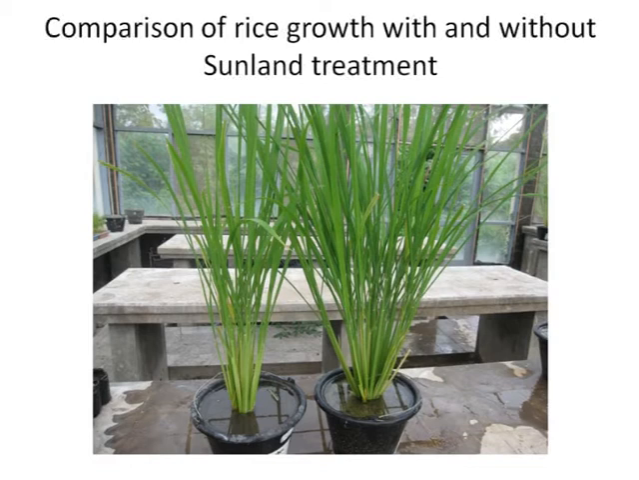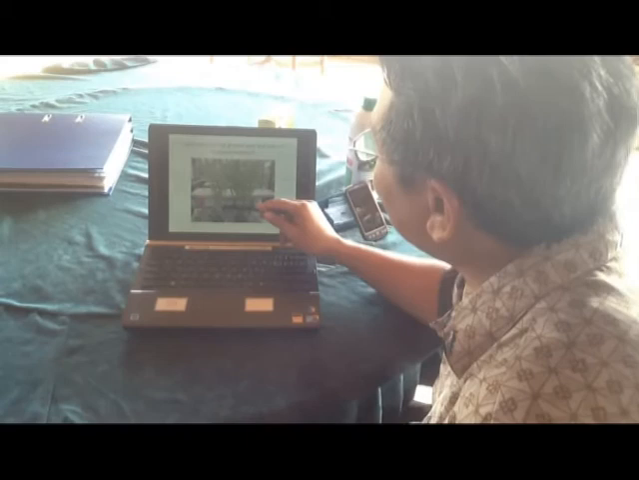This is a greenhouse experiment. This one is untreated rice. Here we put rice bacteria. These are the tillers, a lot of tillers here. Only a few tillers here. Very significant difference.